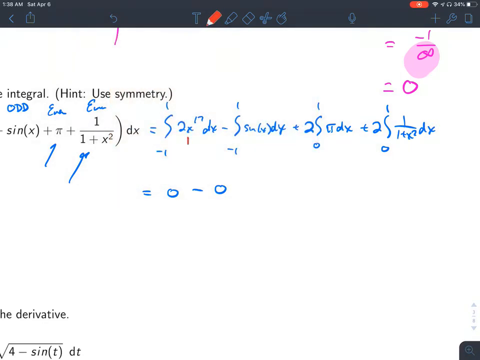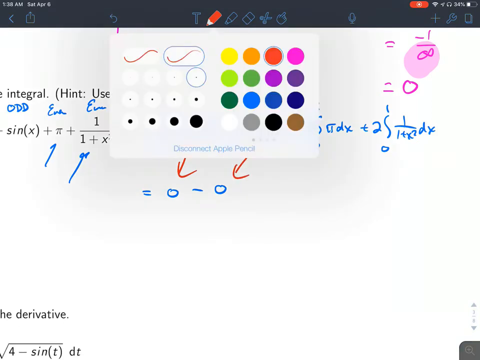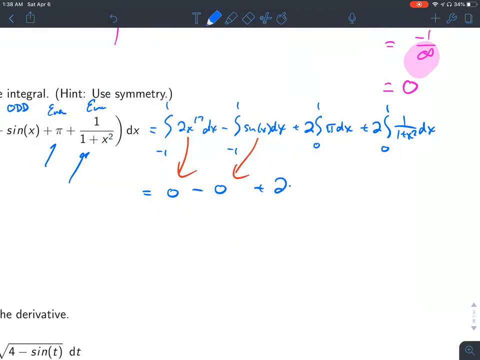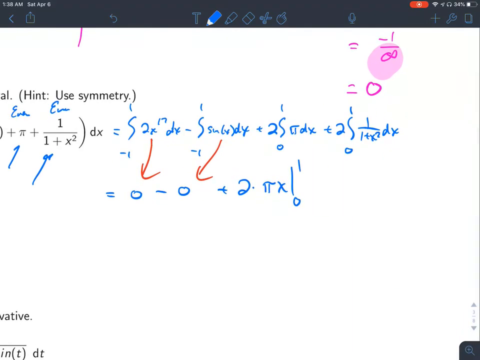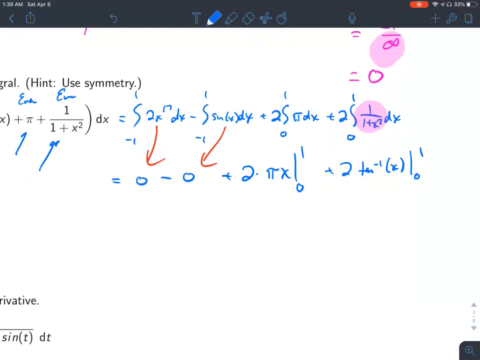Once again, that's this, plus 2. Integrating pi is going to be pi x, that's the antiderivative evaluated from 0 to 1, plus 2. I don't know if you recognize this or not, but that is tangent inverse of x, evaluated from 0 to 1. That's something you need to memorize. Integrating 1 over 1 plus x squared is tangent inverse of x. I actually forgot that and looked that up when I solved this problem.